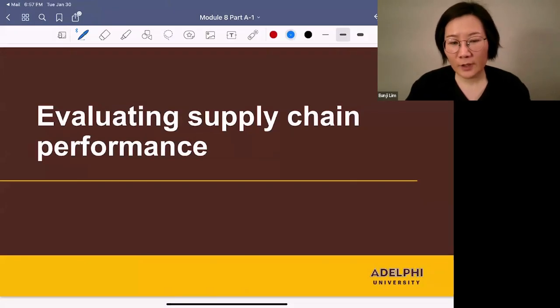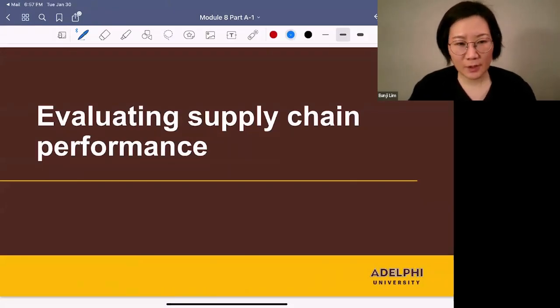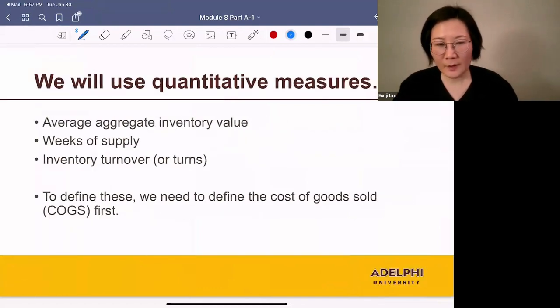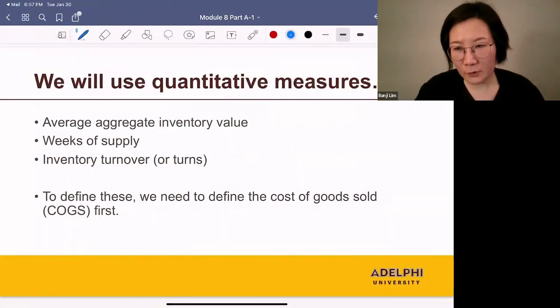How can we evaluate the performance of a supply chain? We'll use the following quantitative measures: average aggregate inventory value, weeks of supply, and inventory turnover. To define this, we need to define the cost of goods sold.